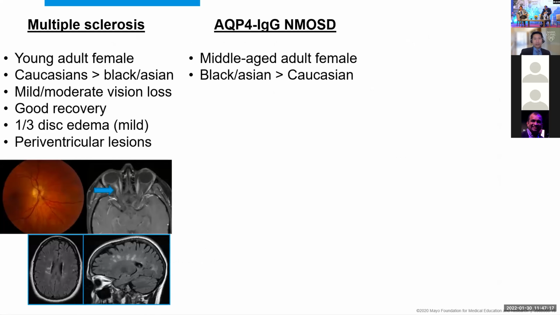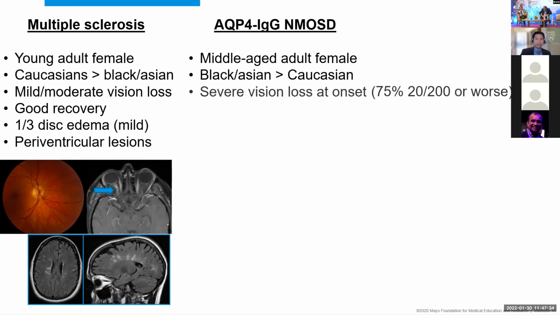So when you compare and contrast NMO with MS, and again, MS is going to be your typical optic neuritis, NMO has slightly different demographics, where it's about a decade older. It's got an even higher female predominance than MS. Black and Asian patients are more affected than Caucasians. And the reason why I care as a neuro-ophthalmologist is the optic neuritis is very severe, with 75% of attacks at nadir having a vision of 20/200 or worse.